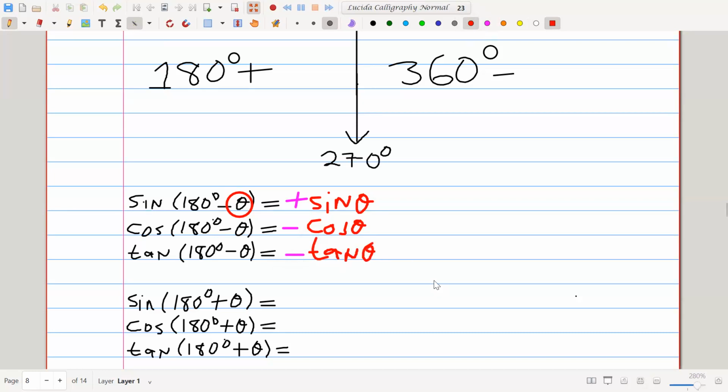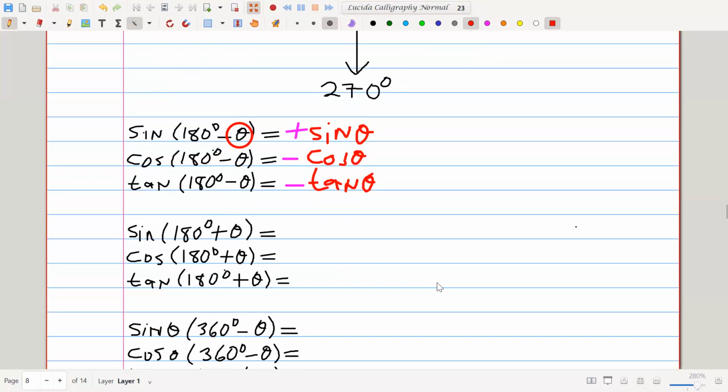So we'll do the same as you go to 180 plus. 180 plus will take you to the third quadrant, where only tan and its reciprocal, which is cotangent, are positive. The rest are negative. So I'll know exactly that for sine, I'll have negative.